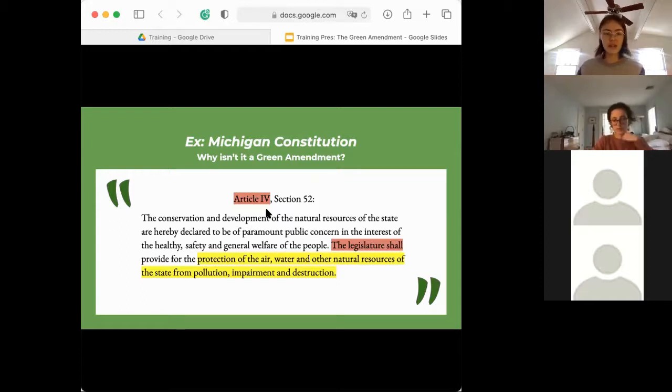And this yellow highlighted bit, that's what makes it seem like a Green Amendment, because it's talking about those specific environmental values, protection of air, water, natural resources, and is protecting against degradation. But because it has those other two orange highlighted things, it's not considered a Green Amendment.